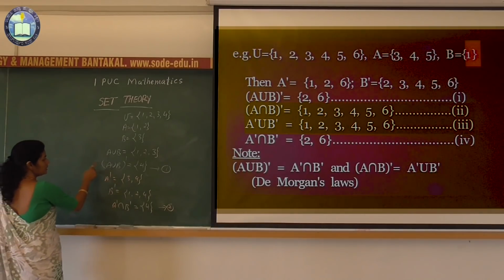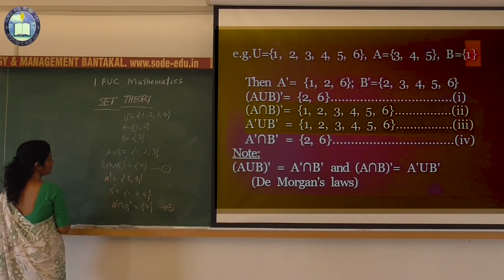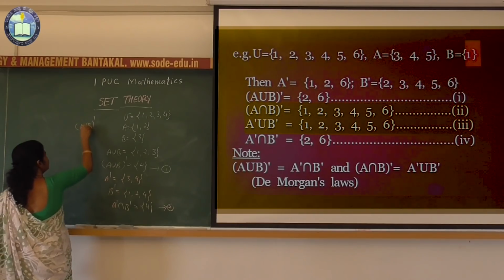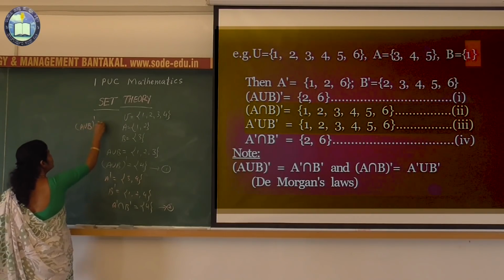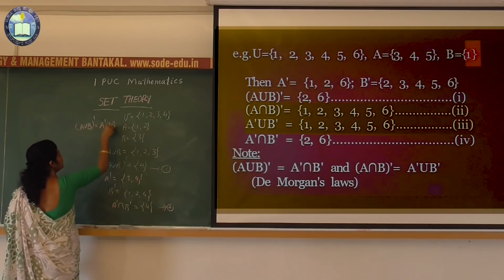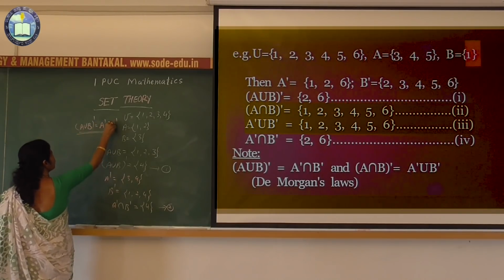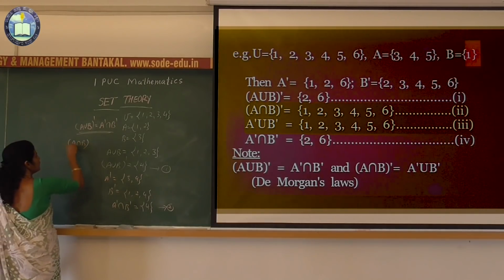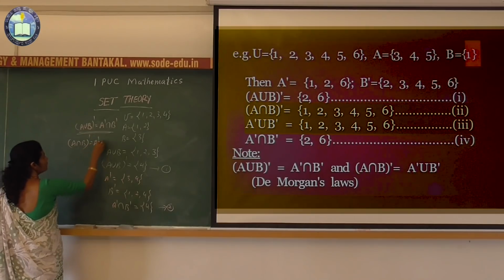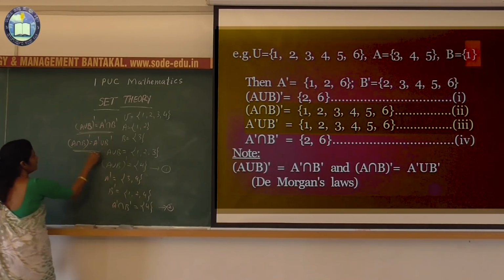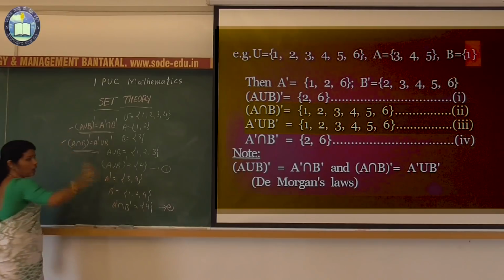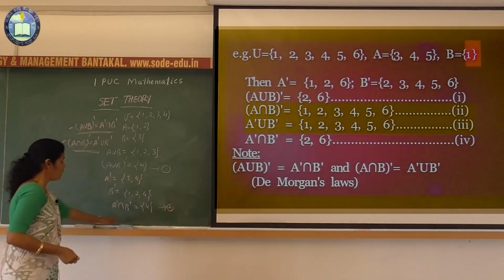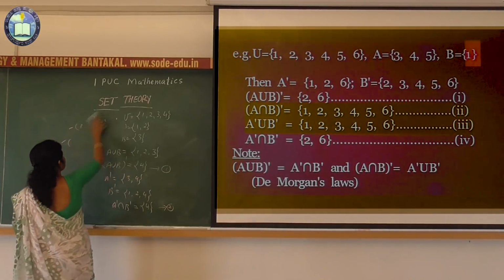So if we consider 1 and 2 together, then we can say that (A union B) complement is equal to A complement intersection B complement. Similarly, we can show (A intersection B) complement is A complement union B complement. So these two laws are called De Morgan's law.